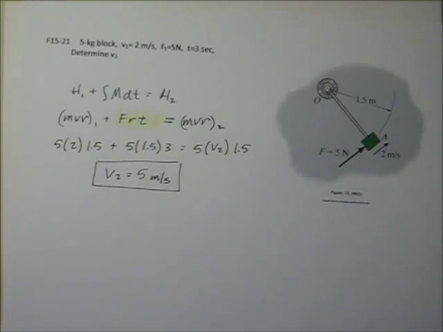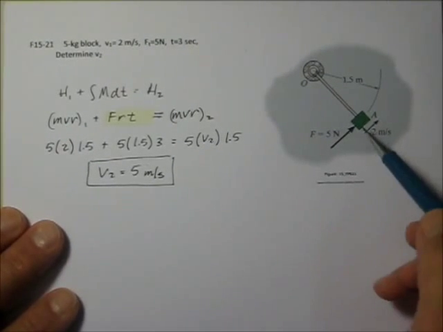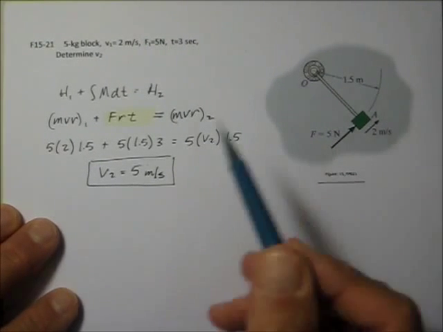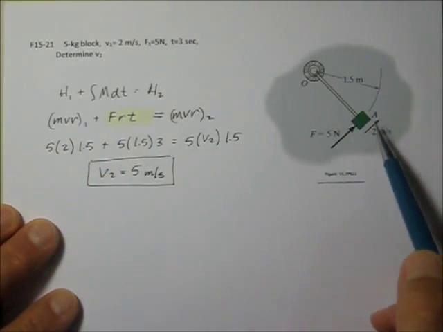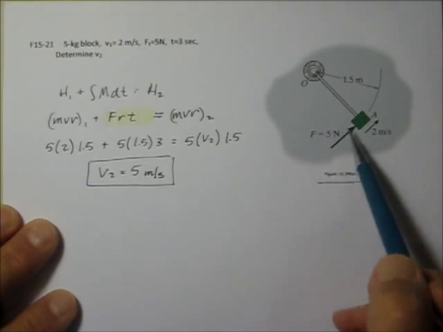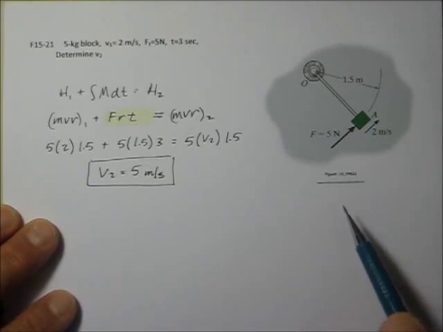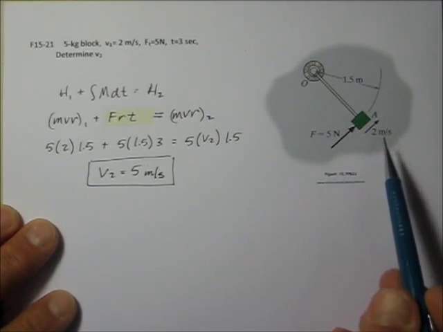All right, let's do an easy problem here, and we'll just work through a couple simple ones. This is the picture that I just had before. So we're going to say that it's a 5 kilogram block, starts with a speed of 2 meters per second. We're going to have a tangential force here of 5 newtons, acting through a period of 3 seconds, and we want to find out the velocity at the end of 3 seconds.